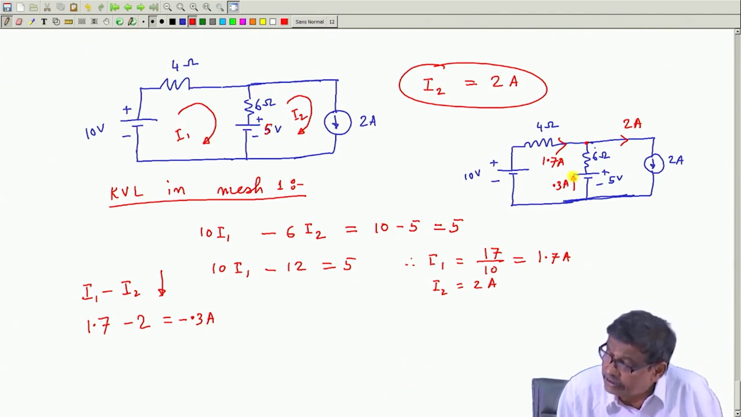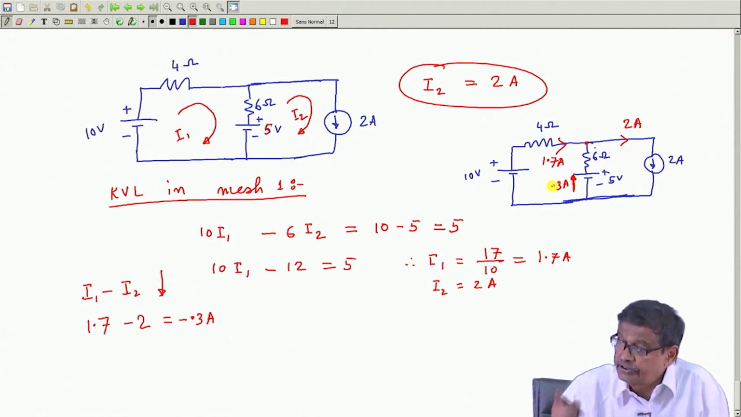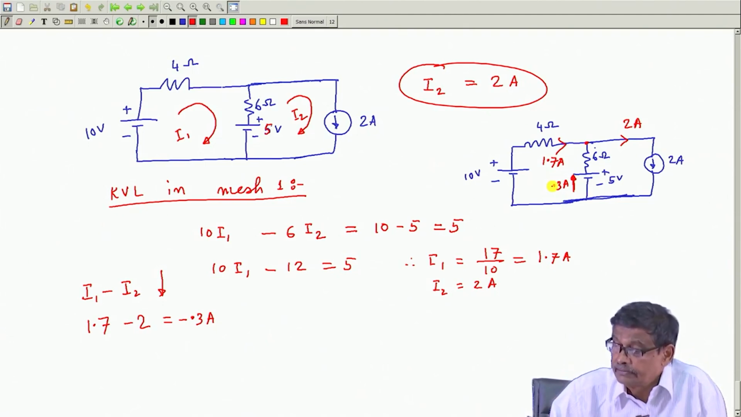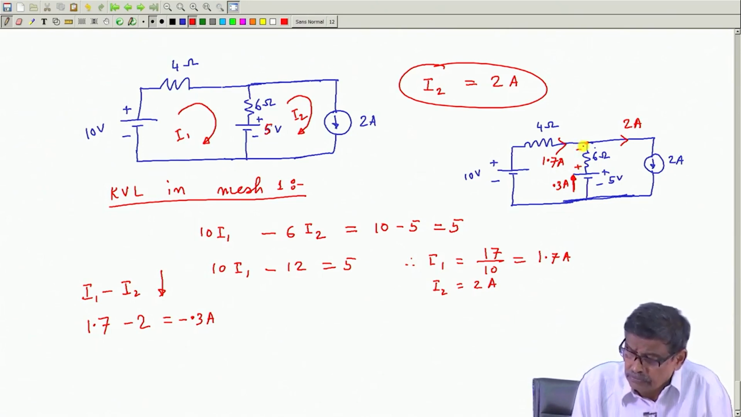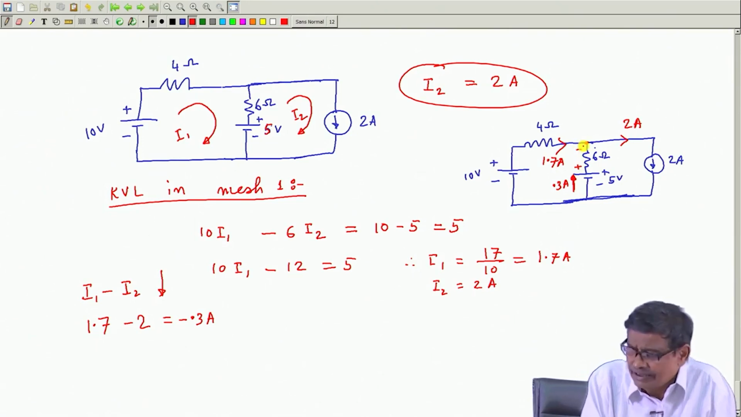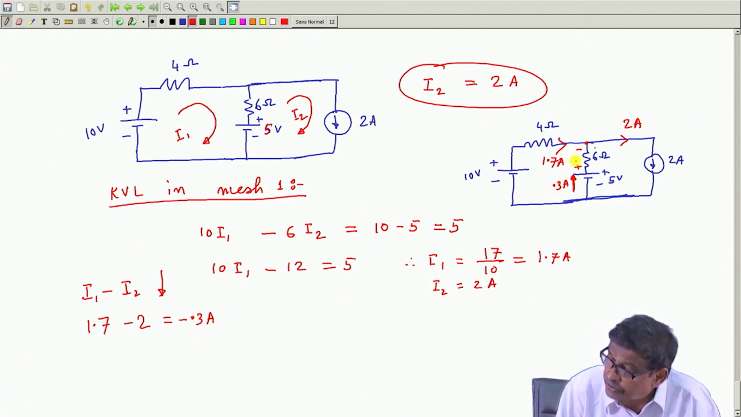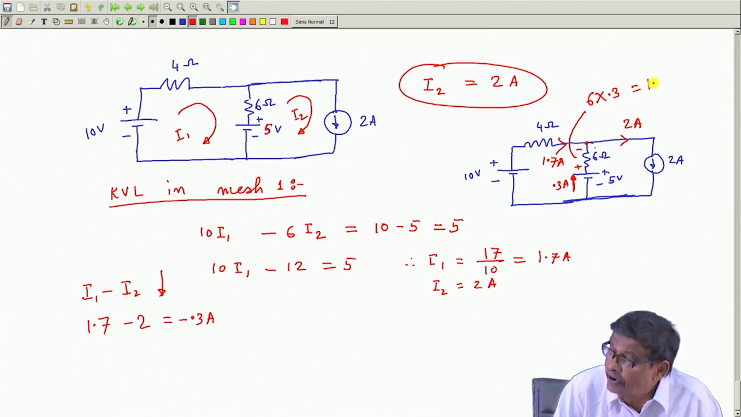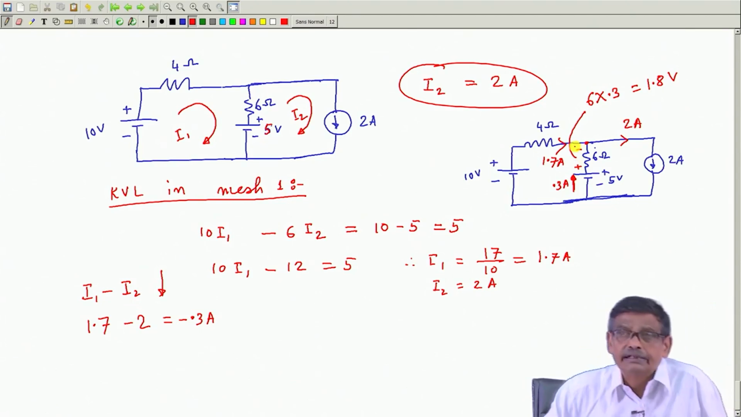So this current becomes 0.3 now. I redraw the circuit, so the actual directions of the current are like that. Then what will be the voltage drop across this resistance? Now, do not bring back these KVL mesh equations, erase it from the memory. I have got this. Then this voltage drop should be 6 into 0.3, that is 1.8 volt, with this side plus, this side minus.